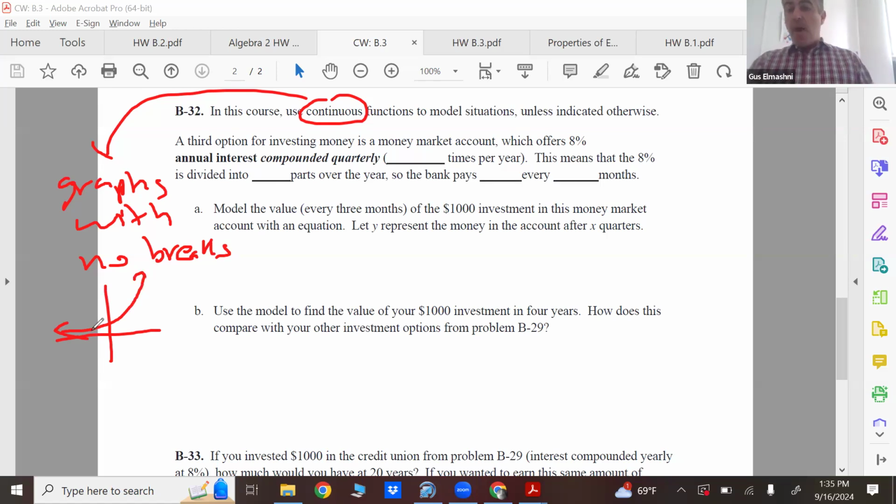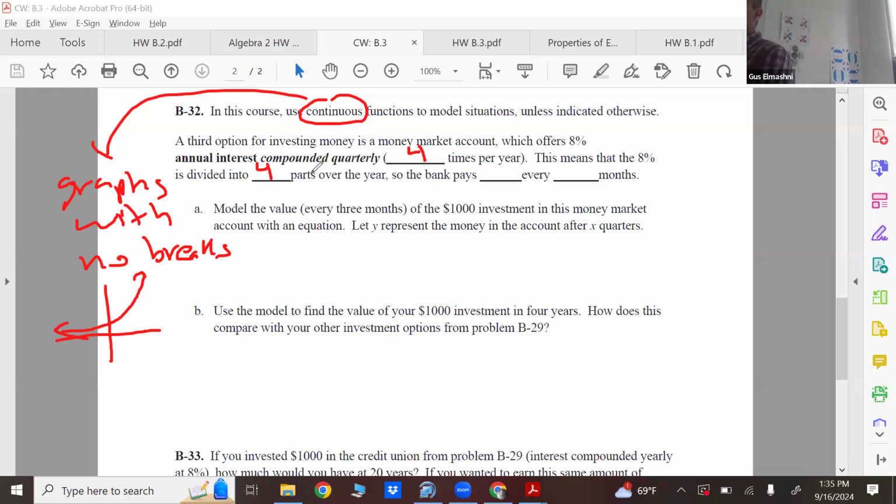So let's say there's a third option for your money. You can invest it quarterly, which means 4 times per year. That means that the 8% is divided into 4 parts over the year. So the bank says, okay, we're going to give you 8%, but instead of giving you the interest at the end of the year, we're going to apply the interest 4 times a year.